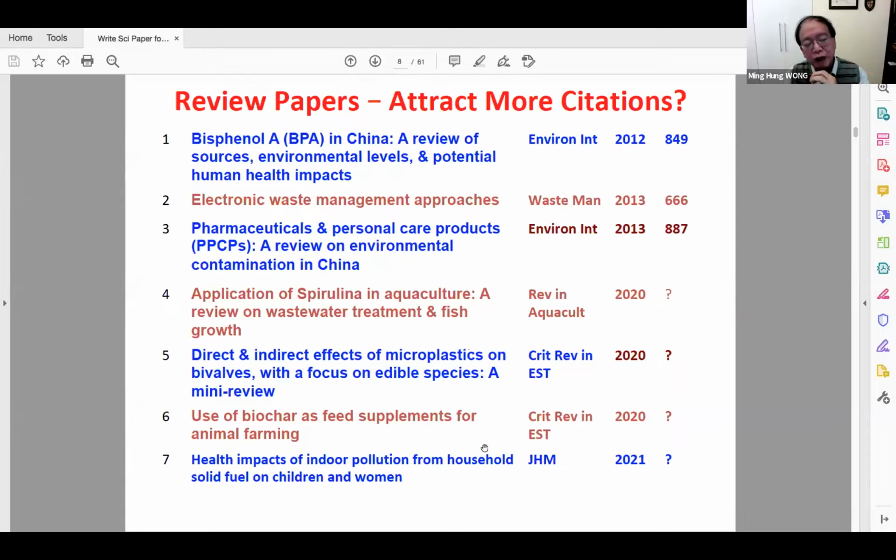citations. So the first one is bisphenol A, e-waste management. Third one, pharmaceuticals, personal care products in China. And the fourth to seventh ones are our recent review papers. So we have to wait and see whether they can attract citations. But recently, I spent more time on working on review papers because I'm approaching the semi-retirement age. So I don't have my research assistants, my postgraduate students doing the work. So recently, the past 3 or 4 years, I try to write a few review papers.